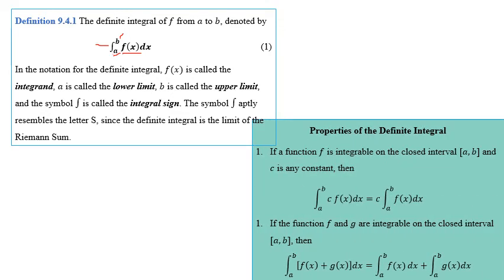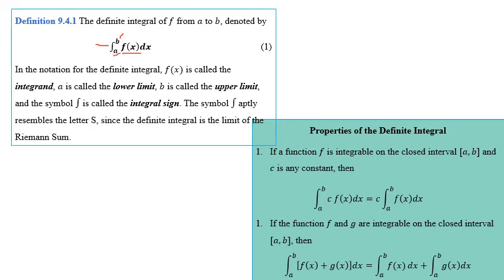We have the properties of the definite integral, class. If a function f is integrable on the closed interval ab and c is any constant, then the integral of c times f of x dx evaluated from a to b is just equivalent to c times the integral of f of x dx evaluated from a to b. Okay, ang ibig sabihin lang nito, katulad nung sa properties or sa theorems on anti-differentiation, pag may constant sa integrand natin, pwede natin siyang ilabas sa integral sign.